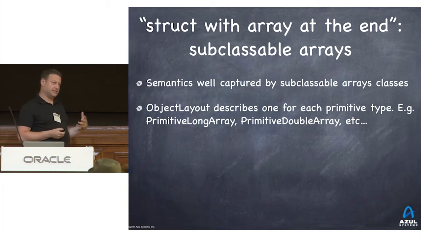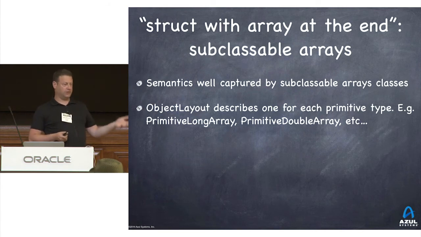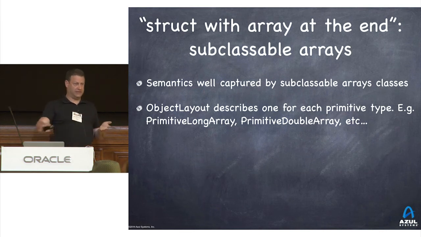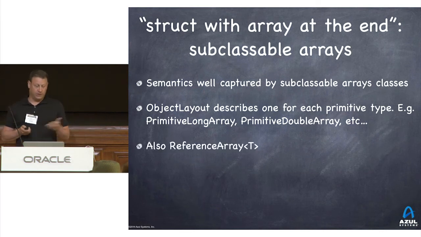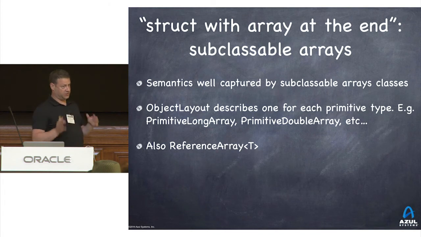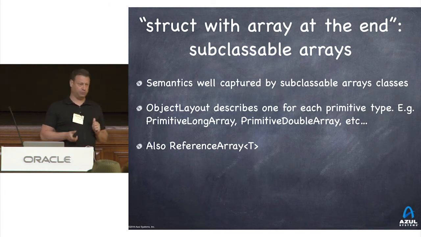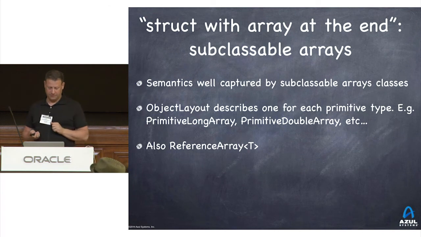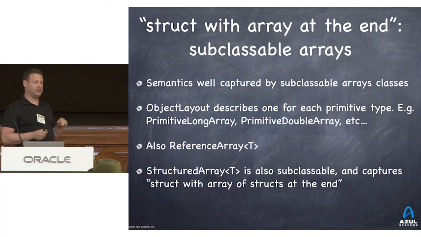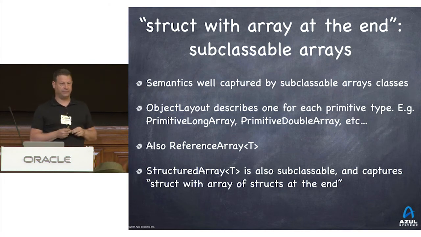ObjectLayout already has classes for each of the primitive array types. There are primitive long array, primitive double array, etc. in the vanilla configuration, and we'll intrinsify those. A vanilla implementation is trivial. It's an object that has a long array, right? In intrinsified, it'll flatten that out. And then we also have a reference array of an arbitrary type. This is a good example where the fact that it's generics and there's erasure creates all kinds of things we wish were different, but that works. And then structured array is already subclassable, so it actually captures the struct with array of structs at the end, just as well as there's just array of structs. Yeah?